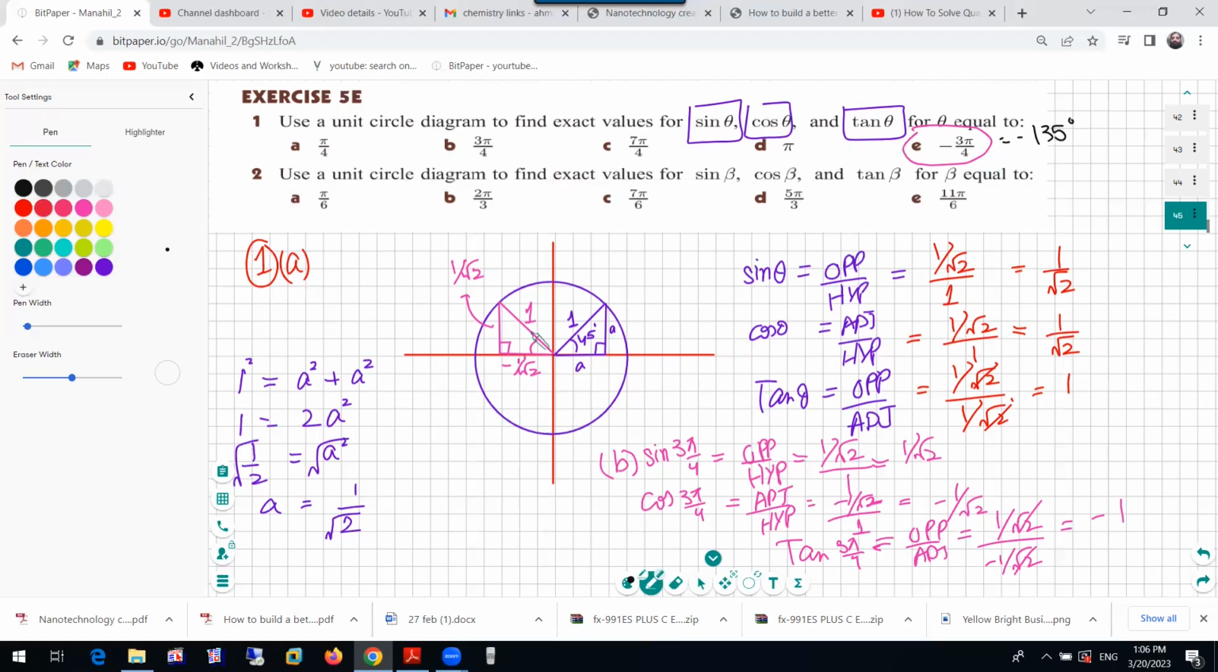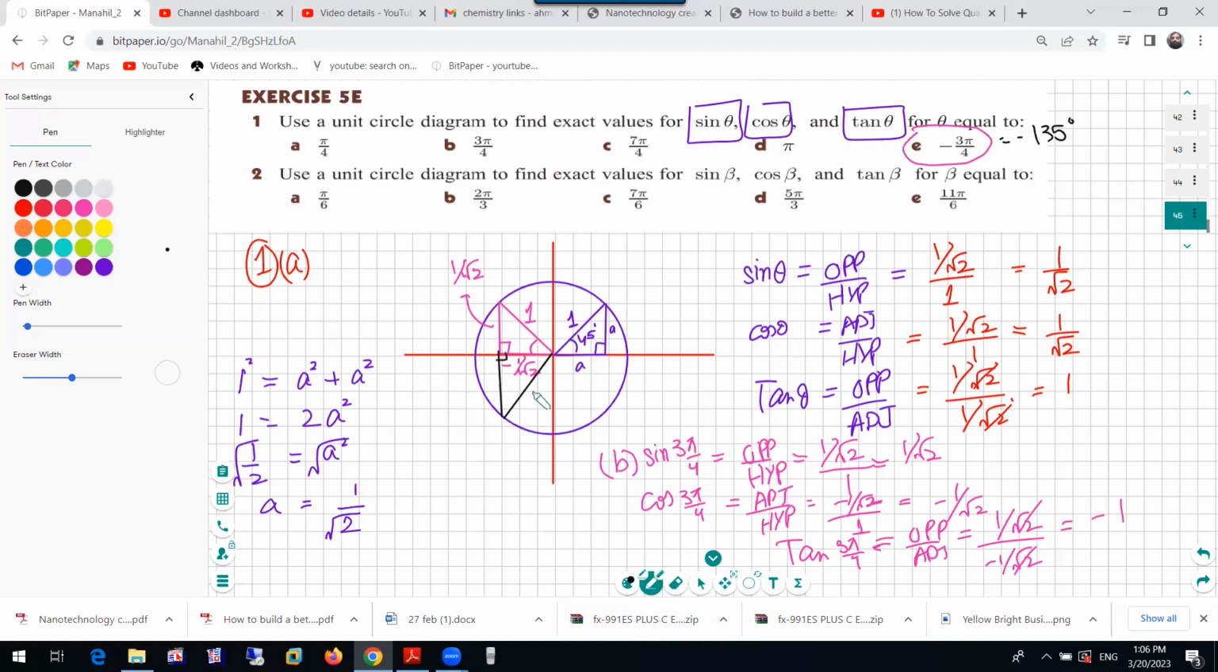So, for the B part, is the sine answer positive? In the B part, sine is positive, yes, because it's in the second quadrant. In the second quadrant, sine is positive, tan is negative and cos is also negative.